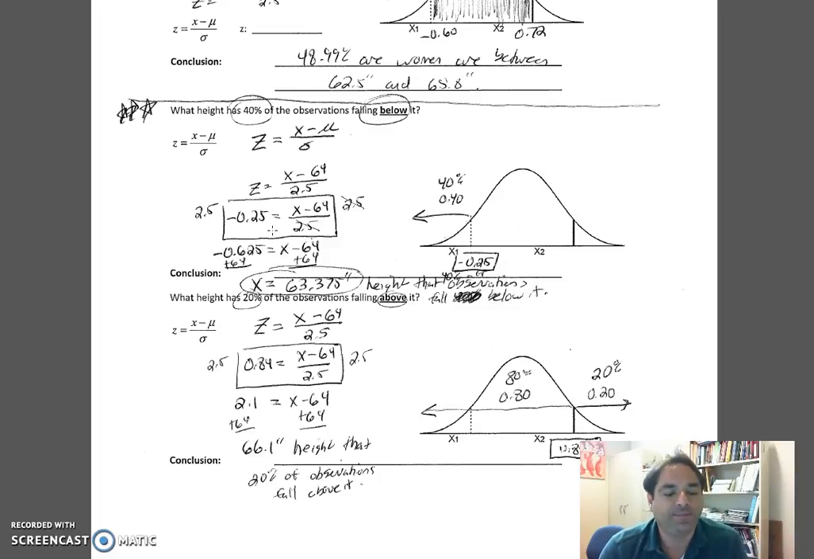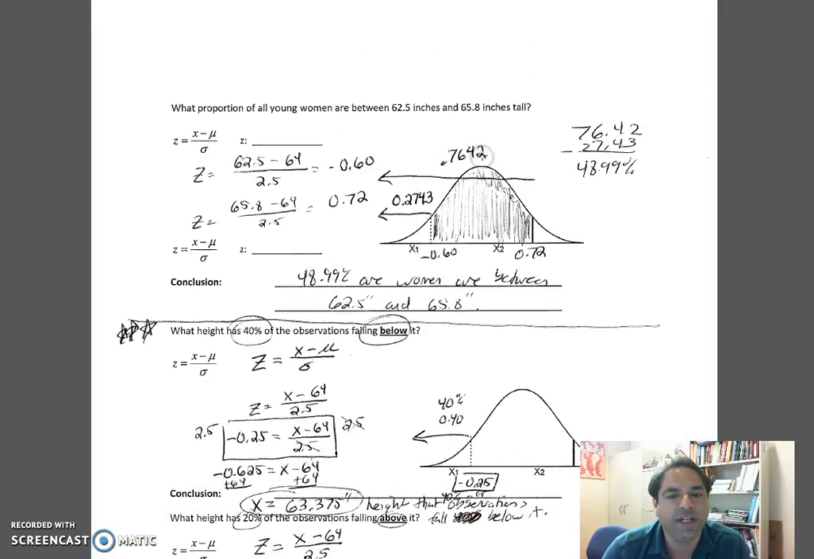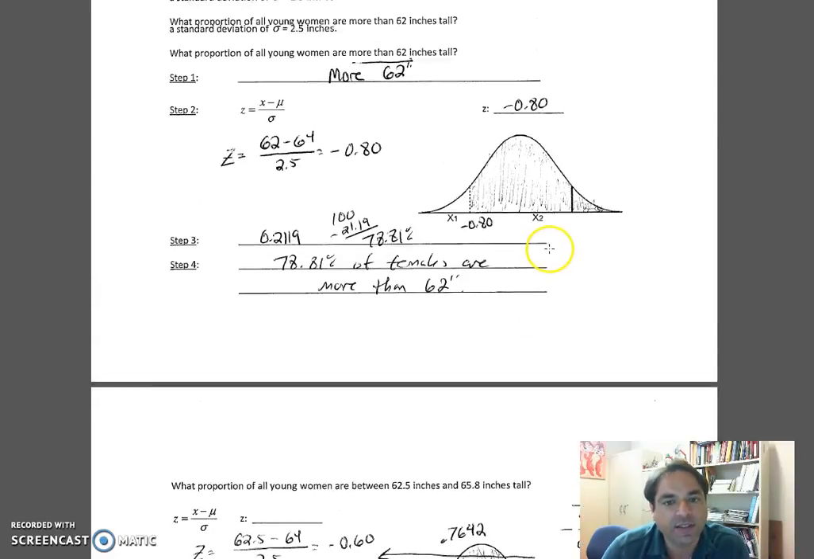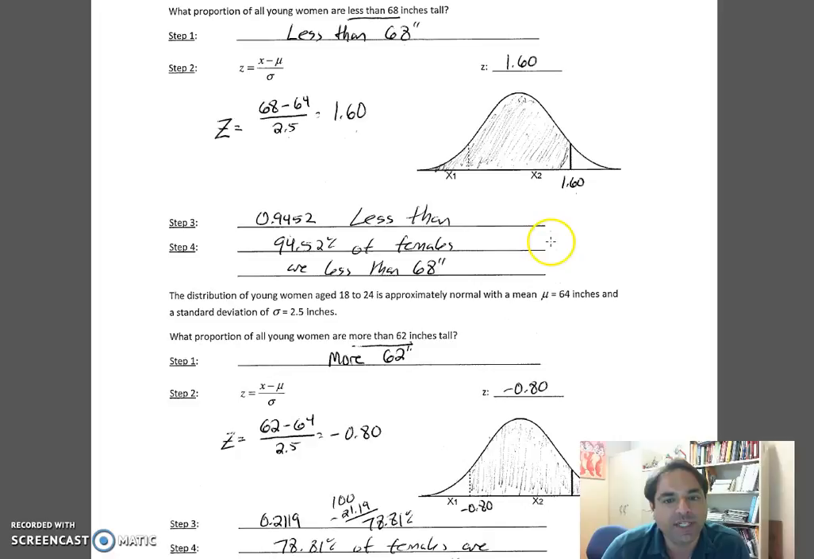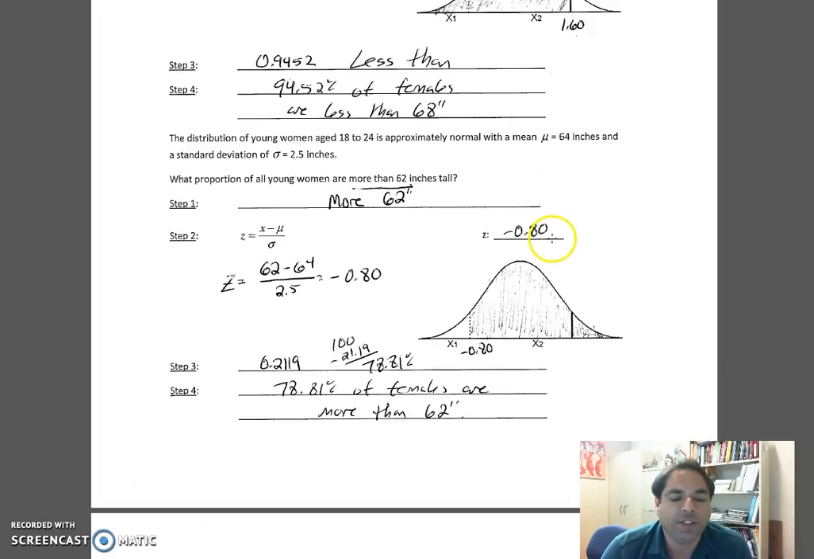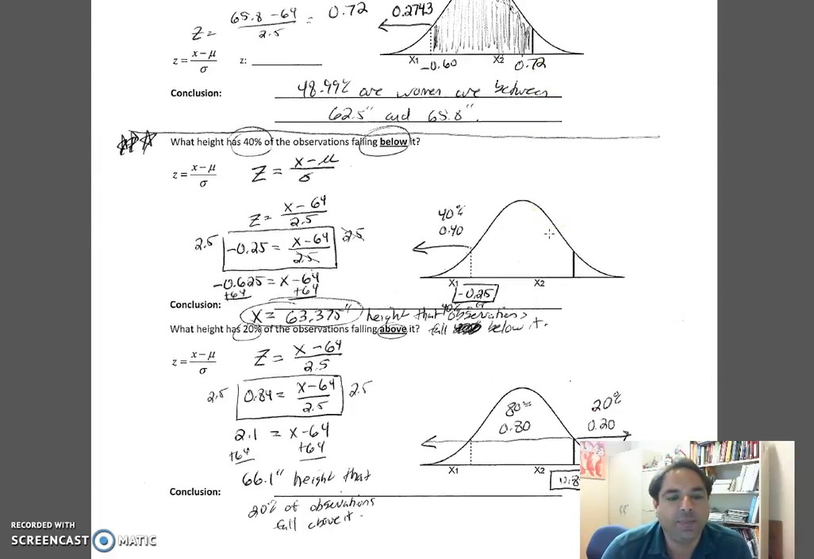And here's why. So what height has 40% of the observations falling below it? Well, these are different than the previous examples that gave me the height and asked for the percent. Gave the height, asked for the percent, gave the height, asked for the percent. So in this case, we're given the percent below, but they don't give us the height. So this is kind of a backwards problem. We're still going to work through it with similar strategies.